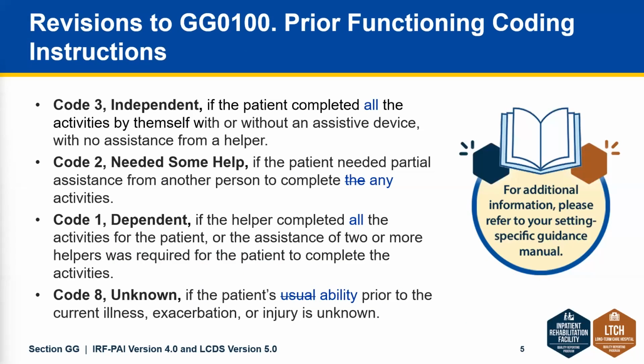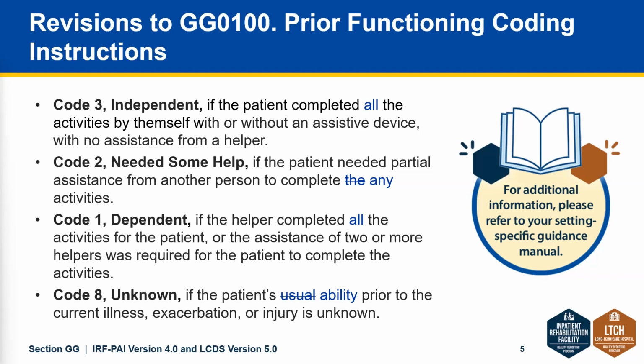Additional changes for GG0100 prior functioning can be found in the coding instructions. For code 3, 2, and code 1, the words any or all were added to the coding definitions. In order to code a patient as independent or 3 with prior functioning for a selected category with multiple activities, like self-care or cognitive functioning, the patient must be independent with all of the activities included in that category. If a patient requires partial assistance to complete any activities within a category, then the appropriate code would be a code 2, needed some help.